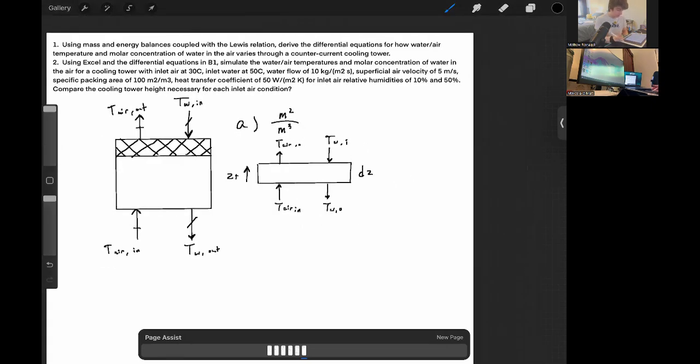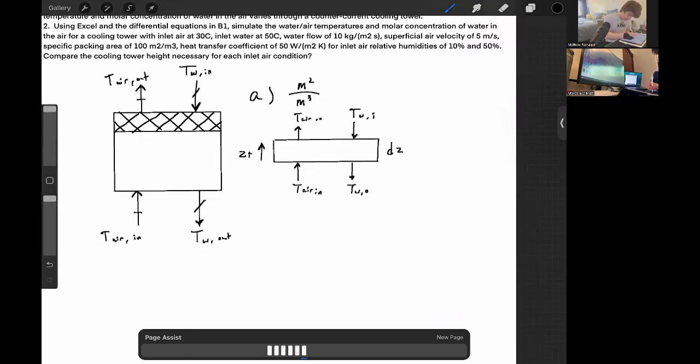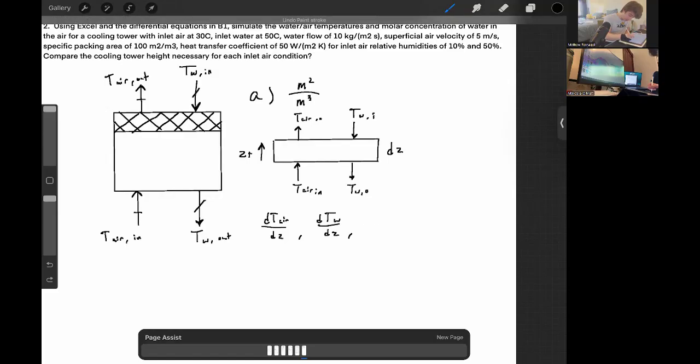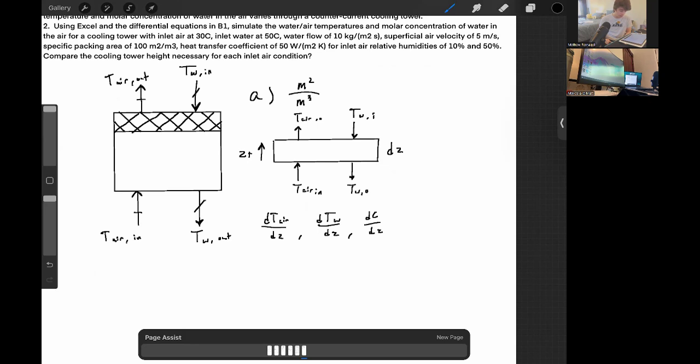So what we need to find are the differential equations for the change of air temperature across the dz, which is our section. We need to find the change of temperature of water throughout our system and the concentration change, c, over our distance. So this will then later be used in Excel, where we're going to be able to compute more data with set numbers for the temperature of the water going in.